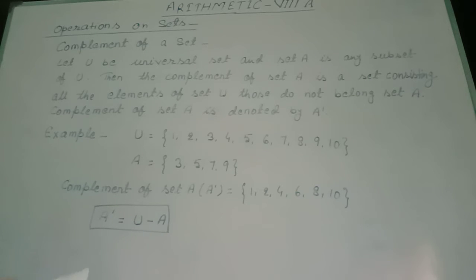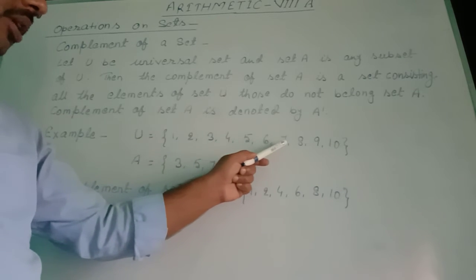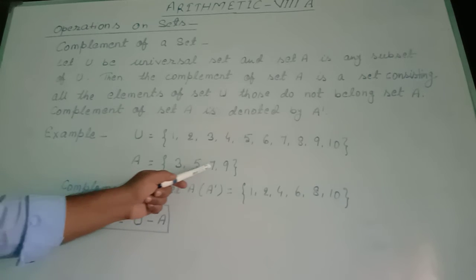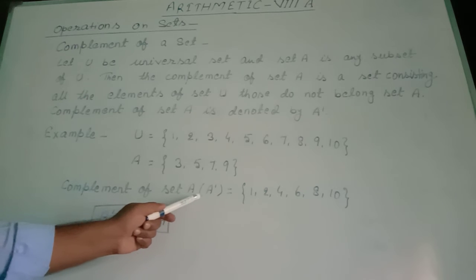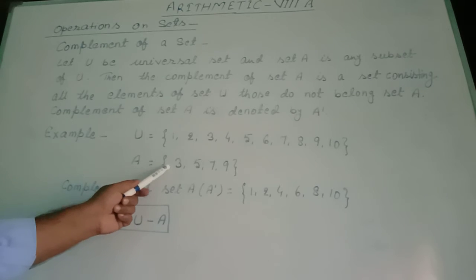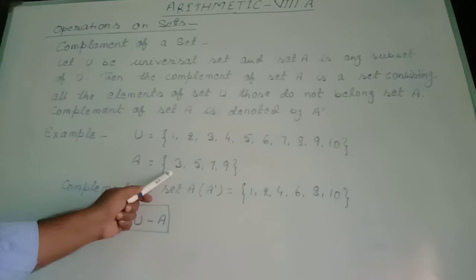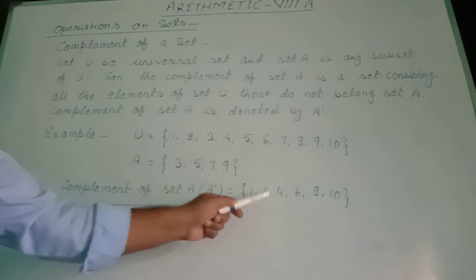Example, the elements of universal set are 1, 2, 3, 4, 5, 6, 7, 8, 9, 10, and set A has the elements 3, 5, 7, 9. Then complement of set A, that is A dash, equal to, we write the elements of set U that do not belong to set A. 1 does not belong to set A, so I wrote here. 2 does not belong to set A, I wrote here.